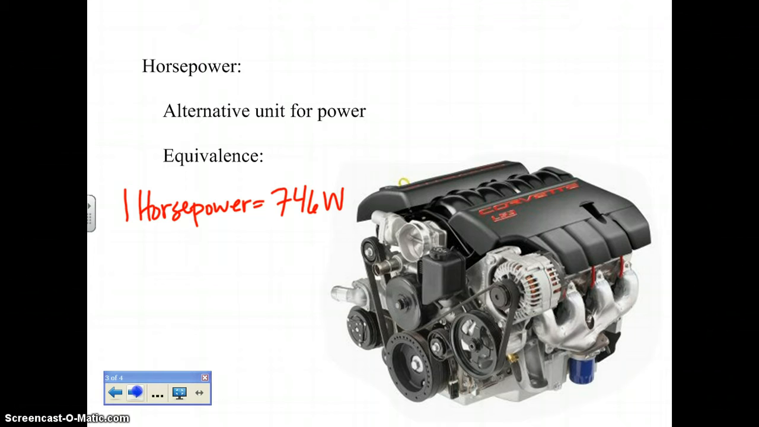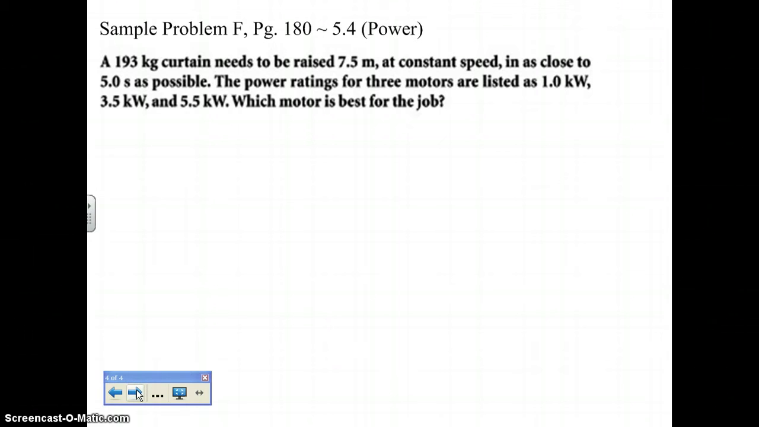Think about the wattage of a light bulb in your house, and think about how many light bulbs it would take for this 505 horsepower Corvette engine. Wow, okay? So we'd have to take 746 times 505, and that's how many watts. That's how powerful that engine is. Pretty interesting there. So this question here has a mass of 193 kilograms.